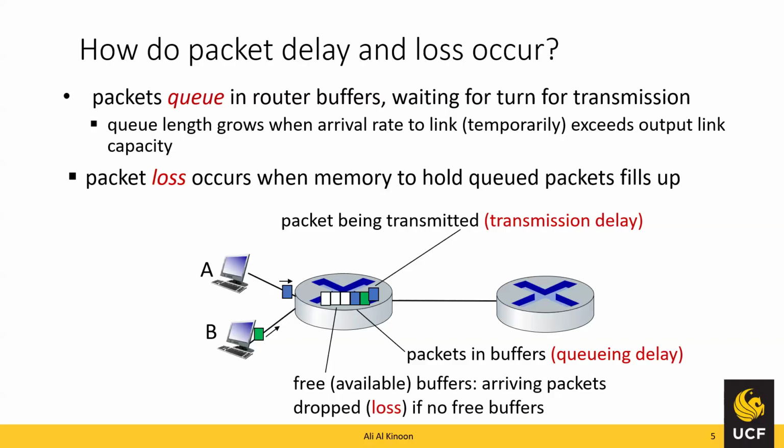So all the lines that we see here are the transmission links that are connected from devices to routers, routers to routers, or switches to routers. So it could be any of that. Packets queue in router buffers waiting for their turn to transmit. Queue length grows when the arrival rate temporarily exceeds the output link capacity. And packet loss occurs when memory fills up with queued packets.